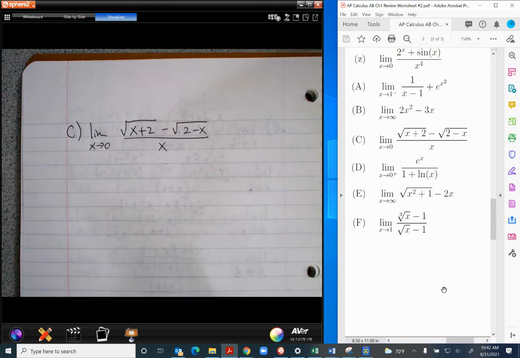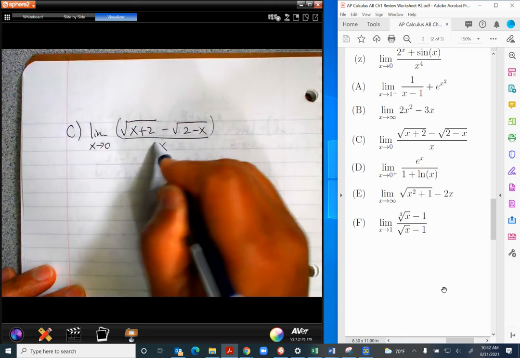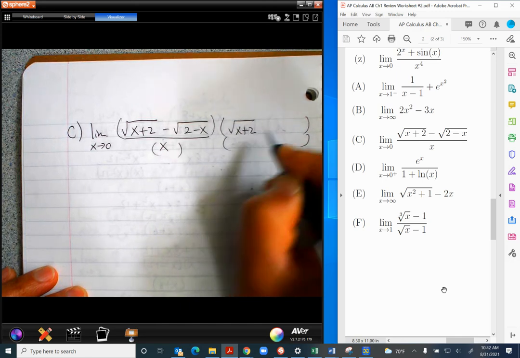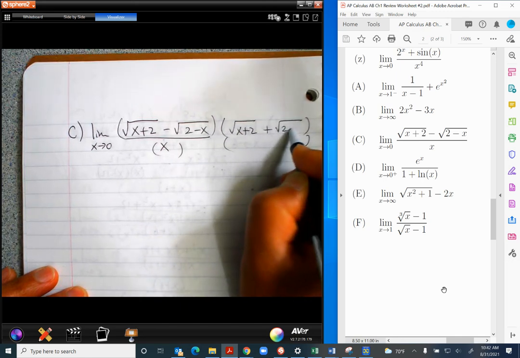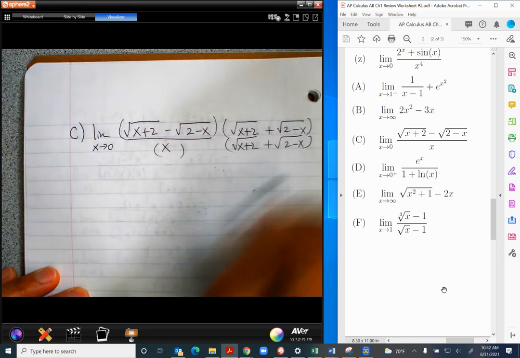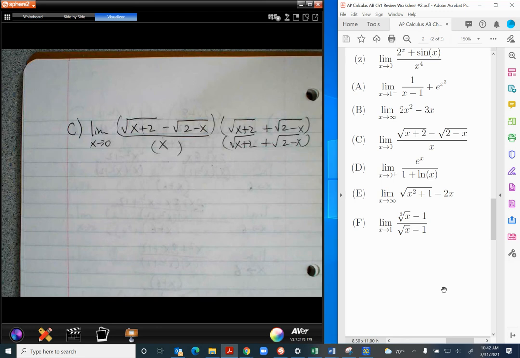Rationalizing. We're using rationalizing. Why? Because we have square roots. So what do I multiply this top and bottom by? Square root of x plus 2 plus square root of 2 minus x. I'm going to give you a few seconds to do that on your own. Do not multiply the denominator. The only part that you multiply and simplify is the difference of squares part, which is the top. Sometimes it's on the top, sometimes at the bottom.